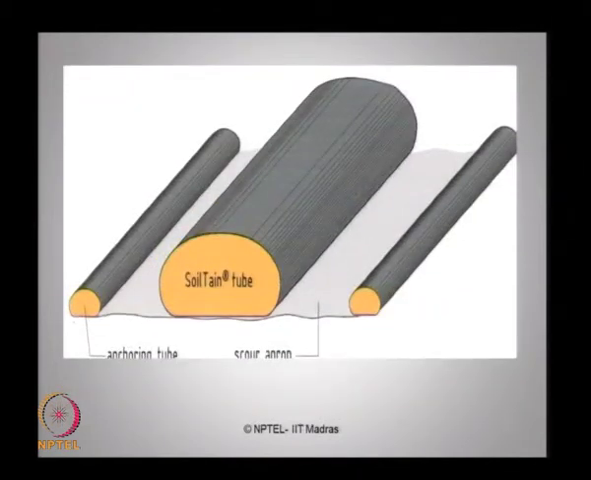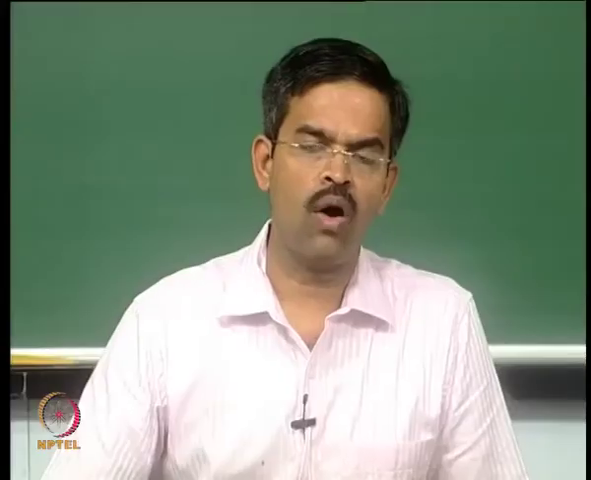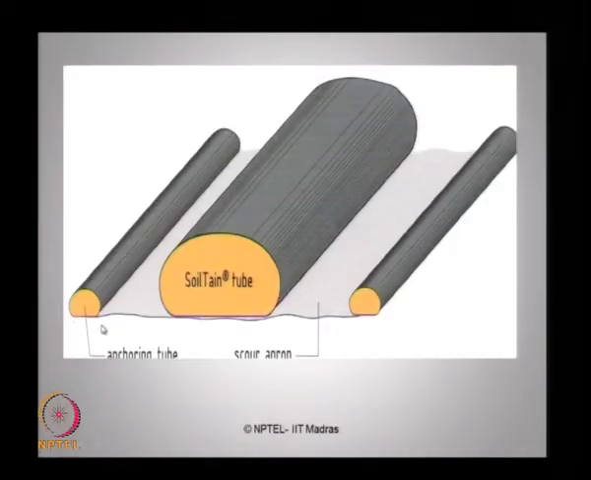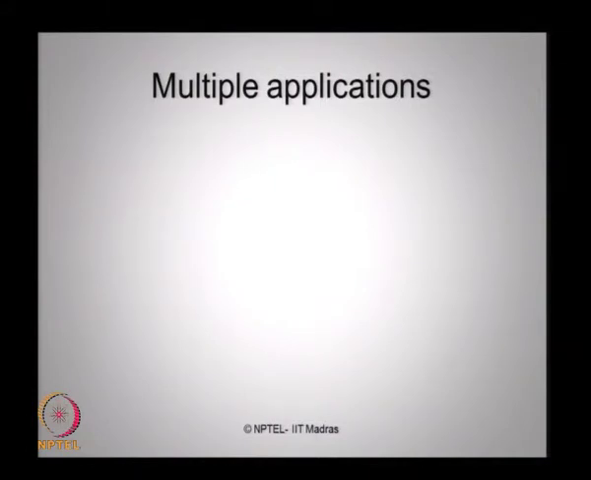You can see another photograph which shows a schematic view of how the geosynthetic tube can be used in addition to an anchoring tube and a scour apron, as they are required in case of breakwaters. So you can see here that novel materials like geosynthetic tubes have started finding applications in breakwaters, as anchoring tubes as well as cover aprons to protect against soil erosion along the beach side. They also have multiple applications as you see in the literature.